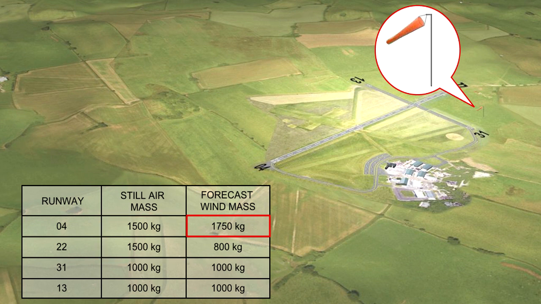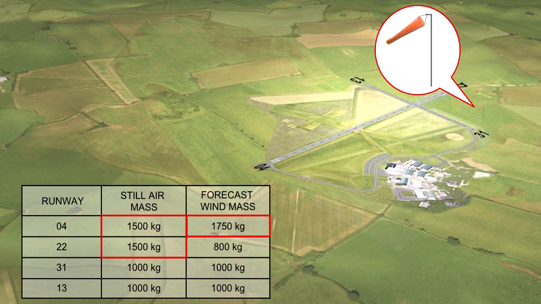In summary then, the first assumption requires that the pilot select runway 04 or 22 for a maximum still air landing mass of 1,500 kilograms. And the second assumption will require the pilot to select runway 04 for a maximum landing mass of 1,750 kilograms. Now we need to consider what to use as the dispatch mass of the aeroplane.